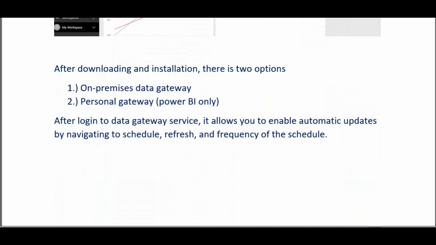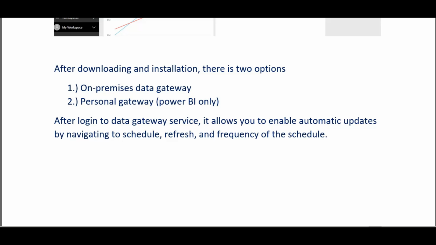After downloading and installation, there are two options: on-premises data gateway and personal gateway, Power BI only. This option is only with Power BI. After logging into the data gateway service, it allows you to enable automatic updates by navigating to schedule refresh and frequency of the schedule. Basically, suppose you have a database, such as an Excel database, where you have some table and it is regularly getting updated.